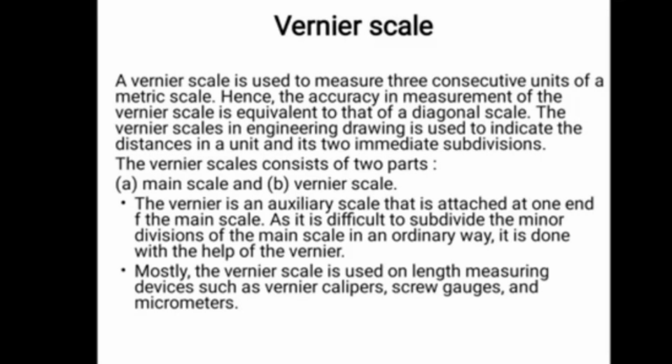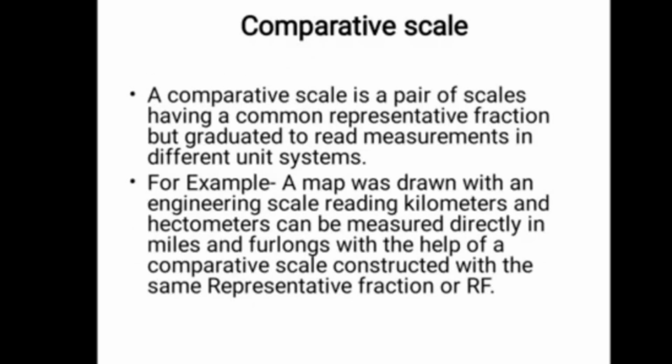The Vernier scale is also used to measure three consecutive units, and it is in the metric system. It consists of two kinds of scales: a main scale and a Vernier scale. With the help of the main scale and Vernier scale we can find the most precise dimensions. It is basically used in vernier calipers, screw gauges and micrometers.